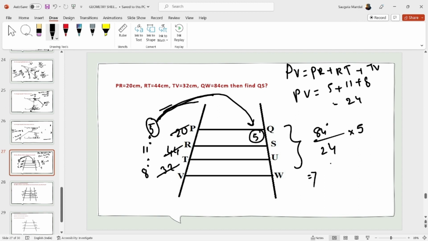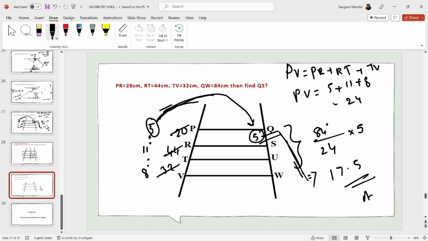What is the value of this? Please divide and multiply with 5, and this is 17.5. This is the answer of the value of QS. Then move to the next question.